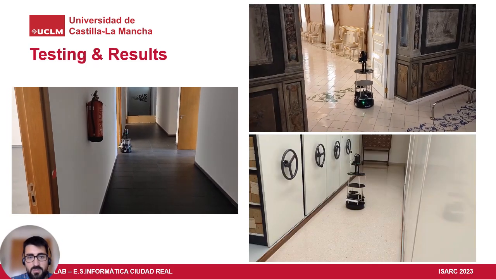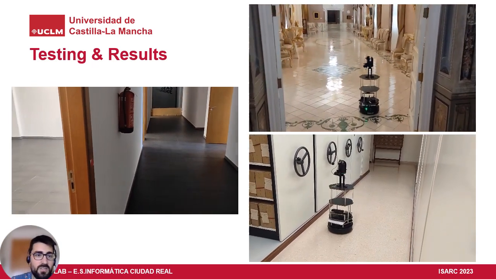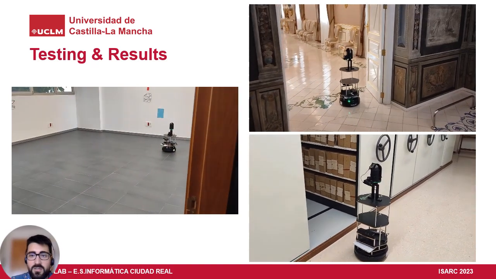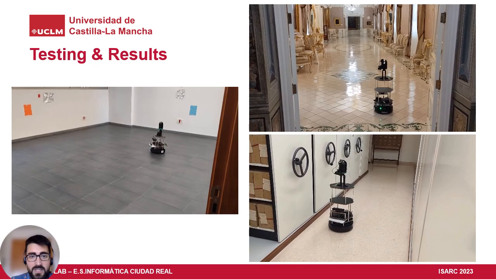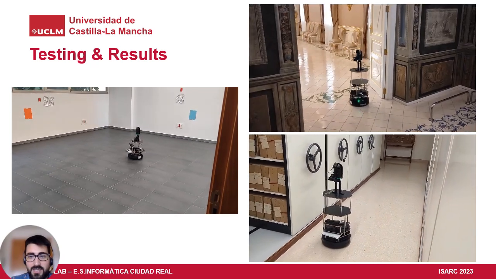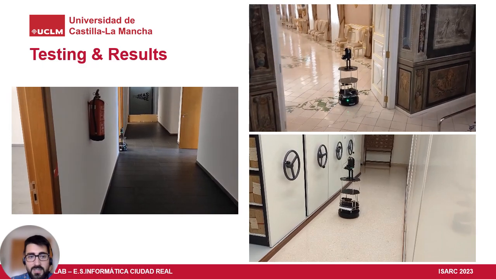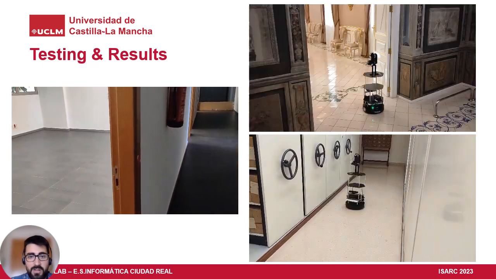These three videos are examples of the navigation capabilities of the robot. The first one shows how it can navigate through doors to get into different rooms. The videos on the right show different scanning scenarios, such as a palace with large spaces, or the scenario below with more narrow corridors.